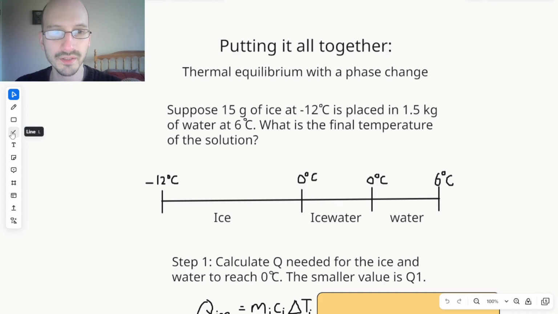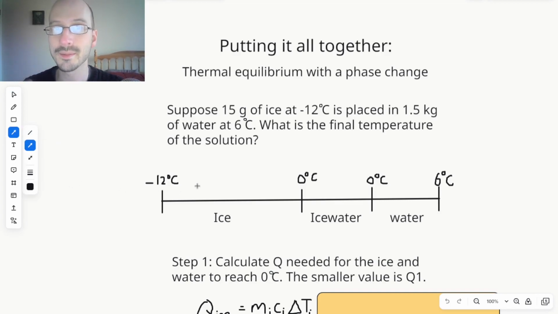So the important thing to know about this is we have two objects that are the same substance but in different phases. And so there are three possible final temperatures we could get, three possible scenarios.